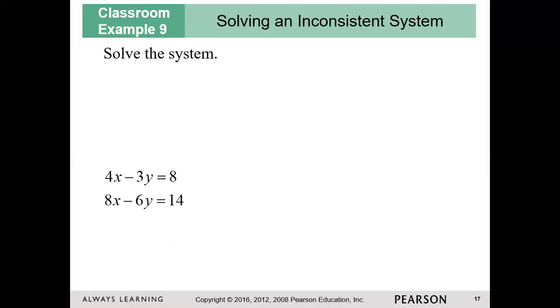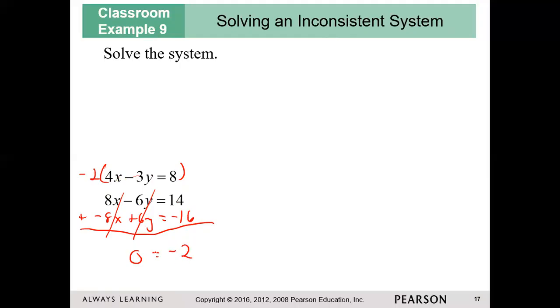Okay. So let's take a look at this one. So over here, I'm going to pick one of my variables. I'll pick x. Again, it doesn't matter which one. It doesn't change anything. I'm going to multiply this by -2, and that's going to give me -8x plus 6y is equal to -16. And this time, when you add these together, this goes away, which gives you 0 on the left-hand side. And the issue is on the right-hand side, you don't also get 0, you get -2.